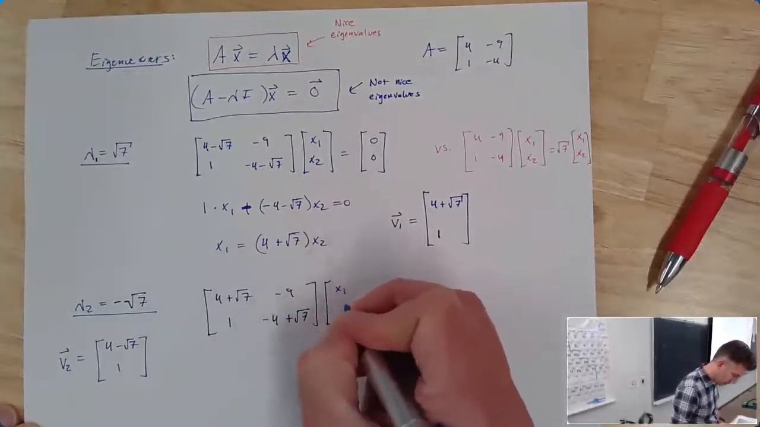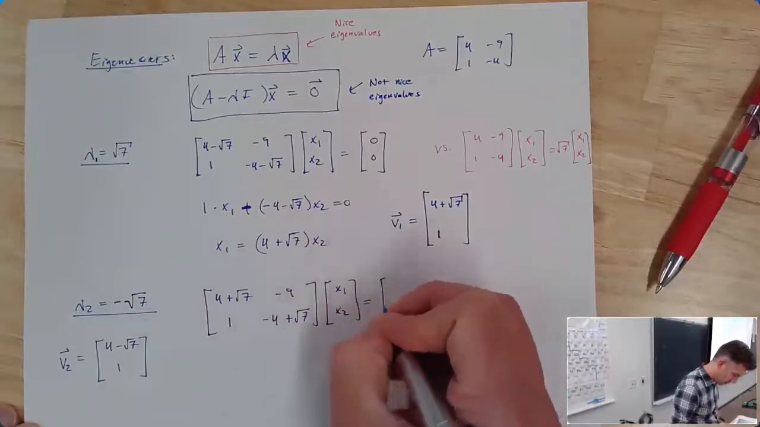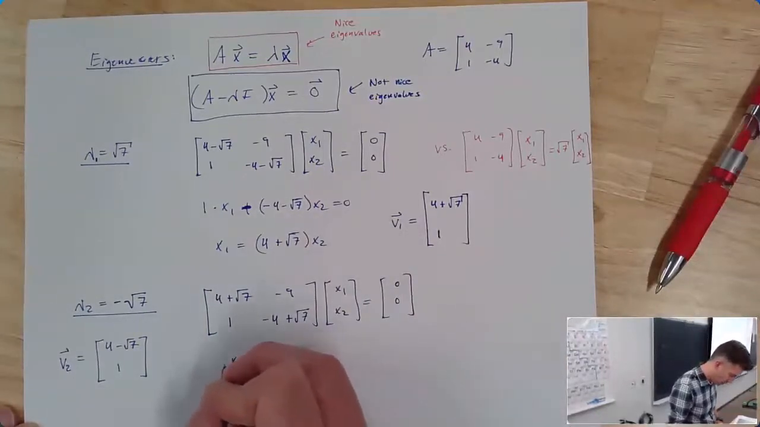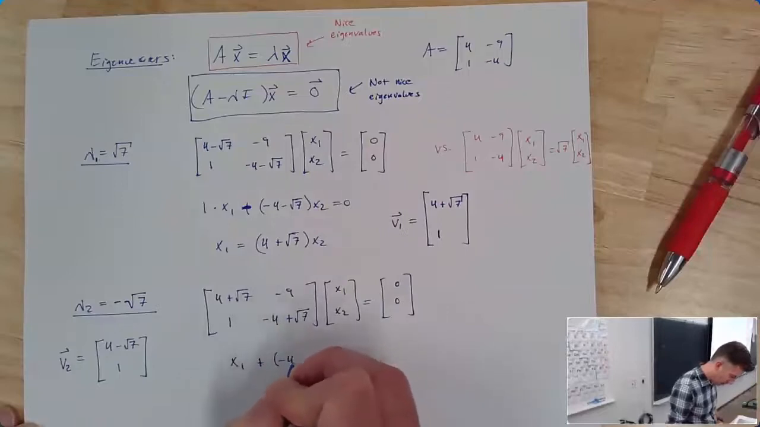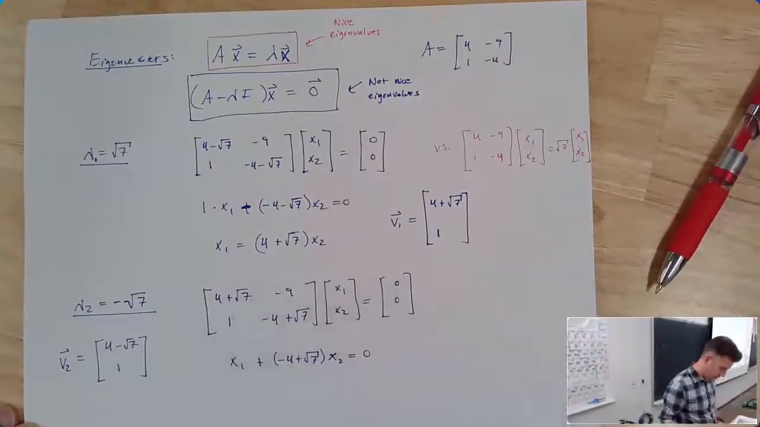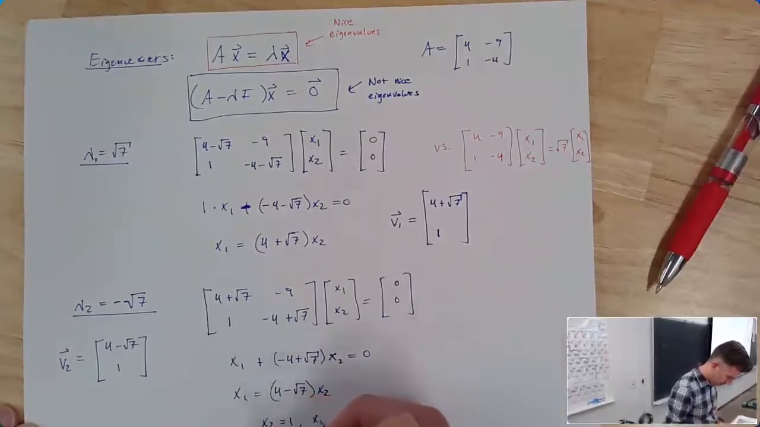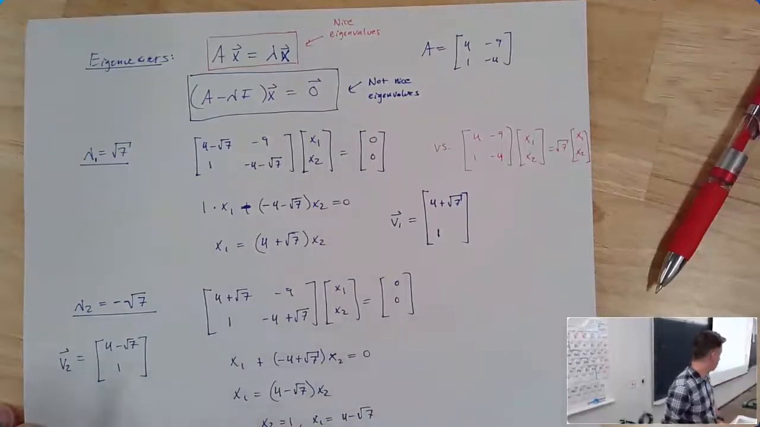Still times x1, x2 equal to 0, 0. And look, if we use the second equation again, because that's easier, I have a 1 x1 plus a (-4 + root 7) times x2 equal to 0. And solving for x1, I've got x1 equal to (4 - root 7) times x2. So letting x2 equal 1, x1 equals 4 minus root 7, which is exactly what we've got over here. So it's super nice.